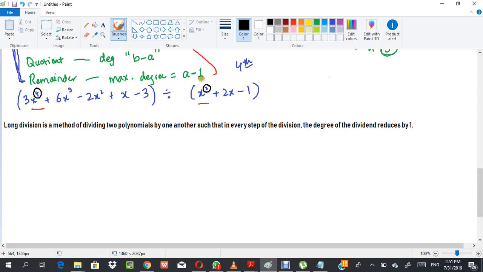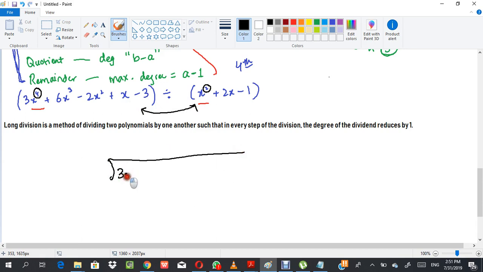So anyway, let's solve this same polynomial. Let's do this division sum using long division. I'll just straighten this line a bit.